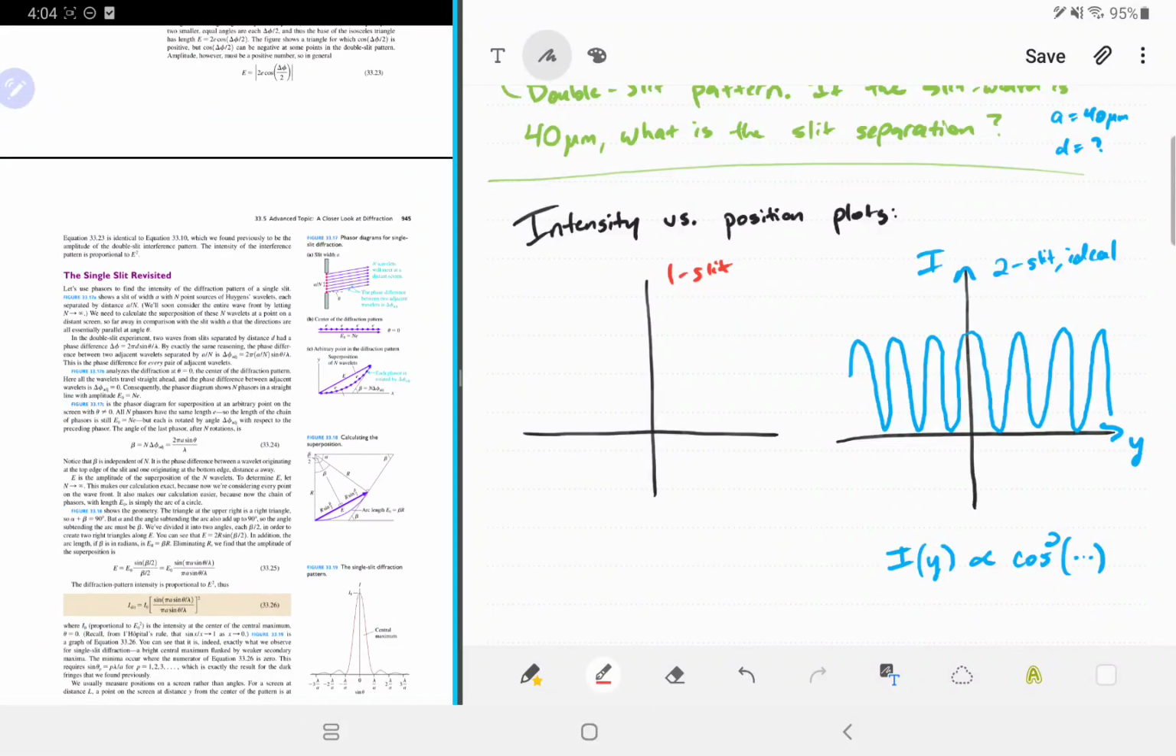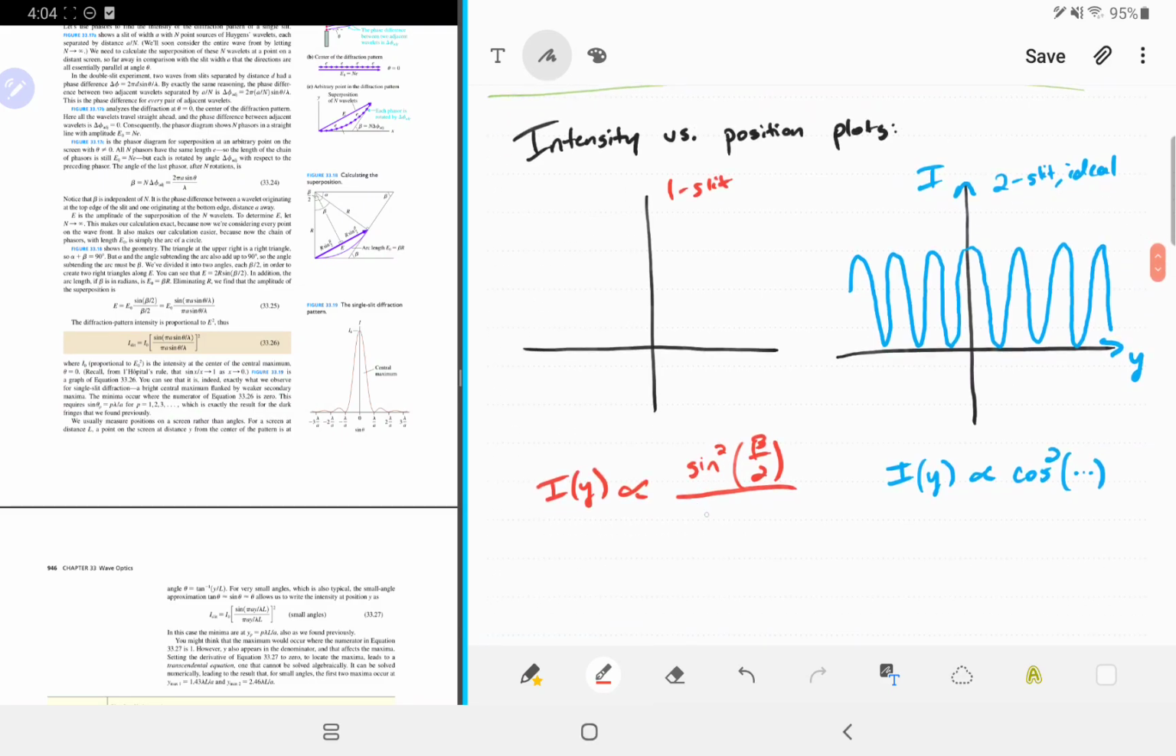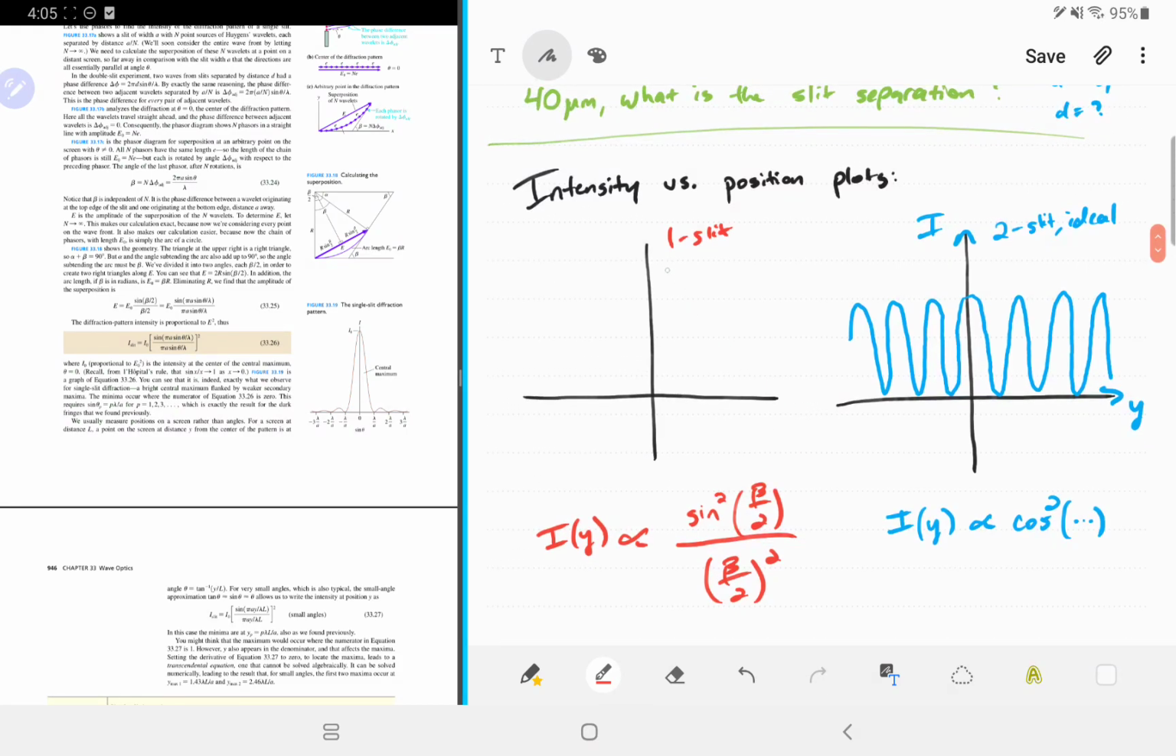They build this up, and the main result of what they derive is that the intensity for the single slit case is proportional to a weird looking function. It's sine squared of something they call beta over 2, divided by beta over 2 squared. Again, beta is related to a phase difference. It doesn't really matter what the exact definition is. So sine squared x over x squared. At big x, this goes like 1 over x squared, so this dies off pretty quickly.